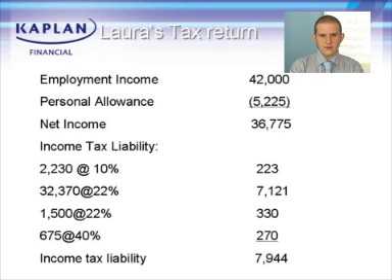That should then leave me with 675 left, which I haven't taxed. Now that's at the higher rate of 40%. So tax that gives us 270. Adding all that up on your calculator gives us a total income tax liability of 7,944. Now that is less than it would be if she hadn't made the gift aid donation, because we've got the extra 1,500 at 22% as opposed to 40%, so we end up paying less tax.